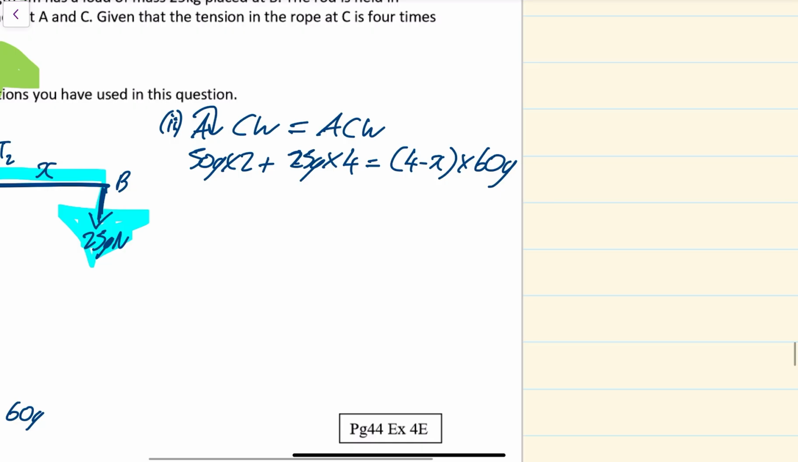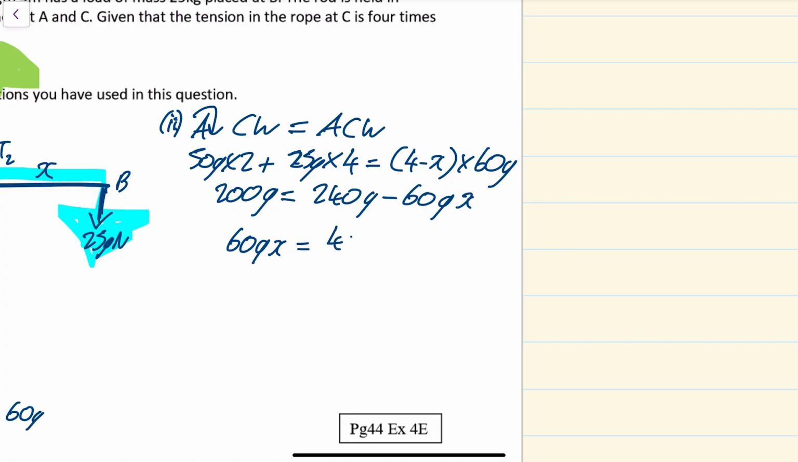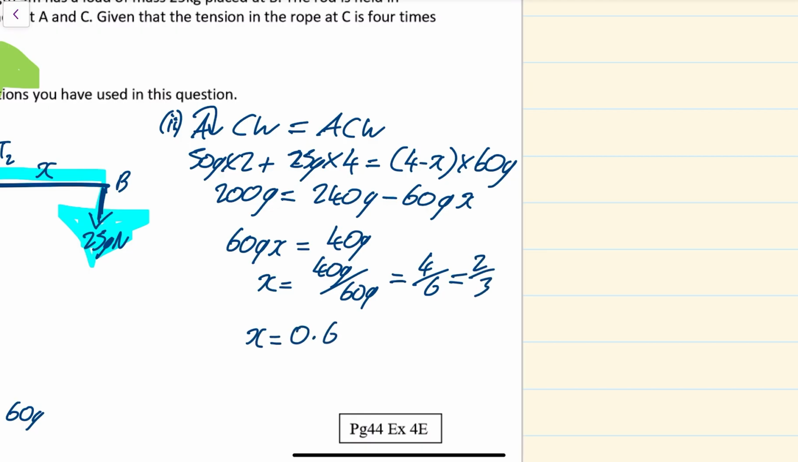So let's just tidy it up. That's going to be 100g plus another 100g. That's going to be 200g on the left-hand side, and then 60 times 4 is going to be 240g minus 60gx, and then bring that across to the other side. We'll have 60gx is equal to just 40g. Then x is equal to 40g divided by 60g, which is the same as 4 over 6, which is the same as 2 over 3. So my x is 0.667 meters, and that's the 3 sig figs.